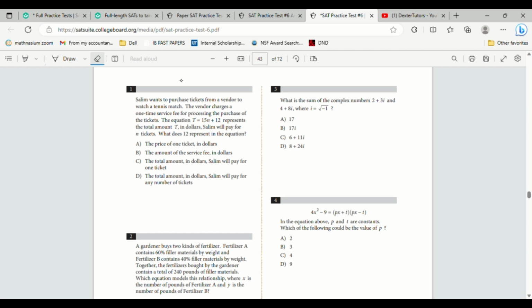Welcome everyone to the College Board released SAT practice test number 6. Today I will walk you through section 3, the no calculator section. So let's get started. Question number 1.